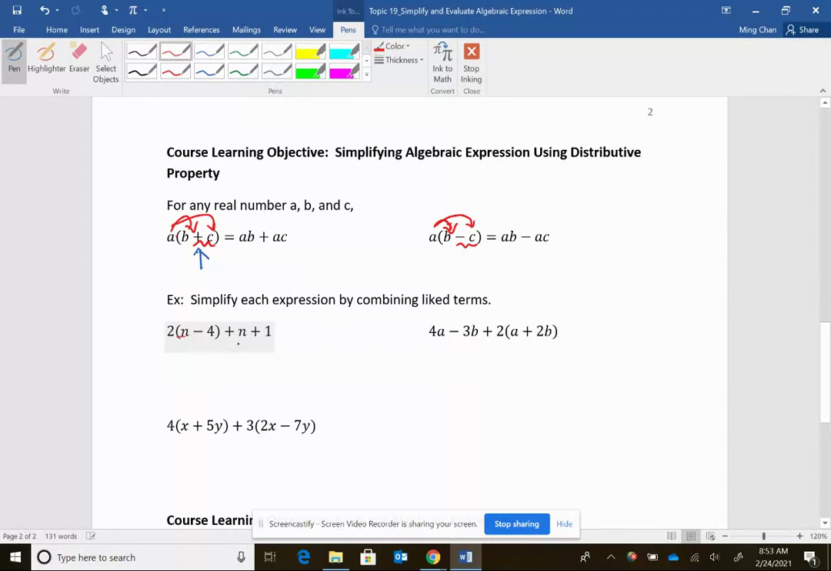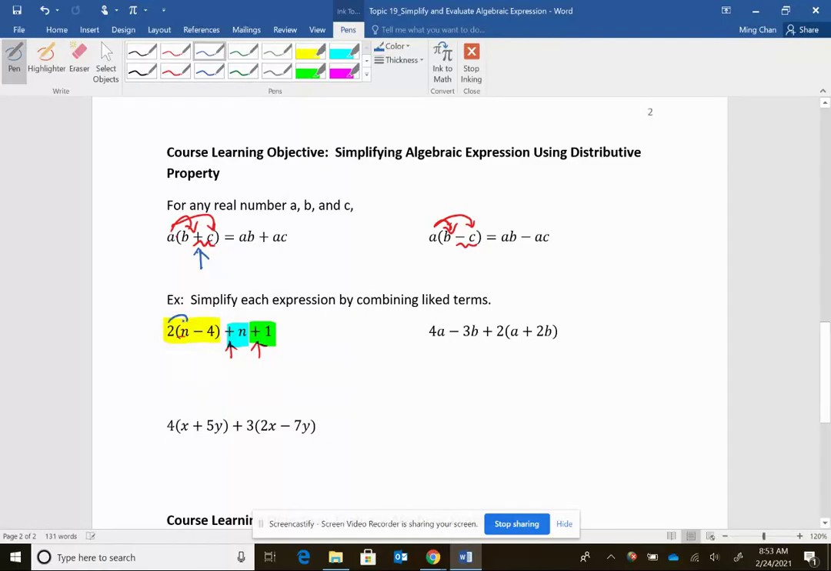So in this problem, there's a plus sign and a plus sign outside the parenthesis. That tells me the first part is one term, positive n is another term, and positive 1 is my third term. My first term has to be distributed because there's more than one term in the parentheses. So I will go ahead and distribute.